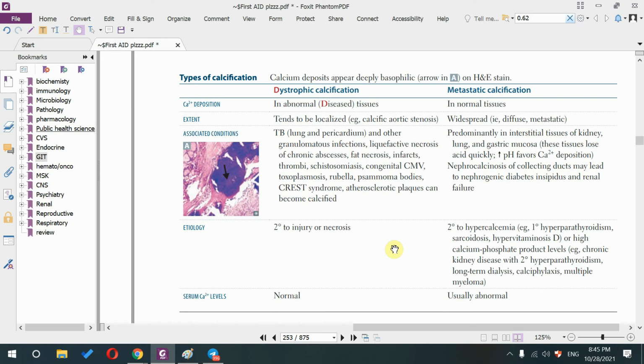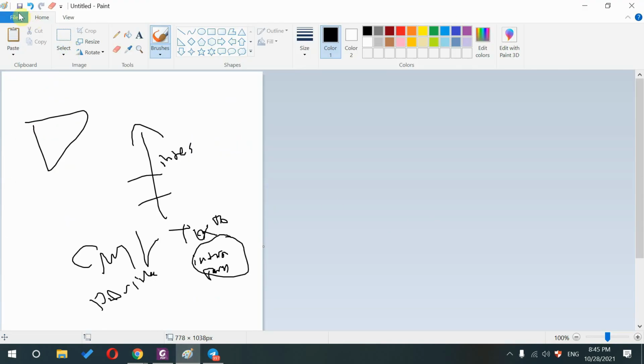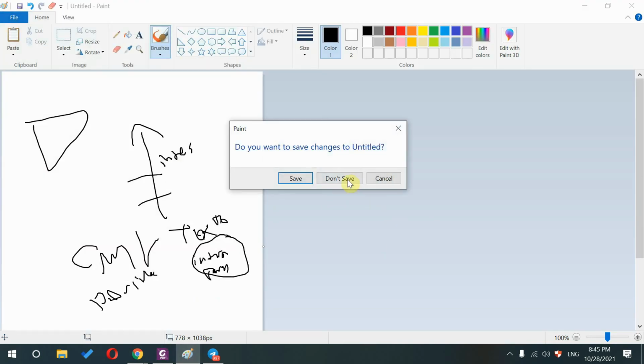Okay, the last one, gastric mucosa. That might be a surprise for some of you. You'll be like, but gastric acid is the most acidic thing I know about. Yes, you are right, but here's the thing. He did not say the gastric acid or the gastric lumen, he said the gastric mucosa.